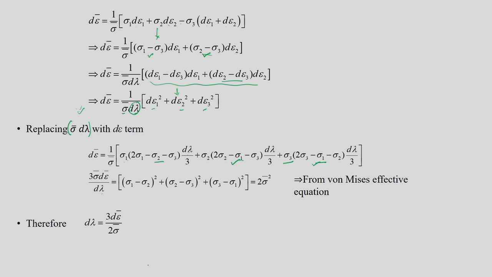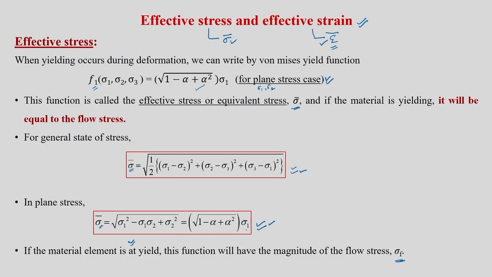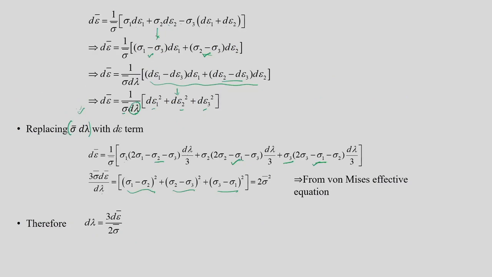So, if you rewrite it, you will get it in a very useful form: (sigma 1 minus sigma 2) whole square plus (sigma 2 minus sigma 3) whole square plus (sigma 3 minus sigma 1) the whole square, which is nothing but our 2 sigma bar square, which is what we have seen in the previous section, right, this one. So, 2 sigma bar square would be equal to (sigma 1 minus sigma 2) the whole square, (sigma 2 minus sigma 3) the whole square, (sigma 3 minus sigma 1) the whole square, right. So, which is what I am going to get here, which is nothing but 2 sigma bar square.